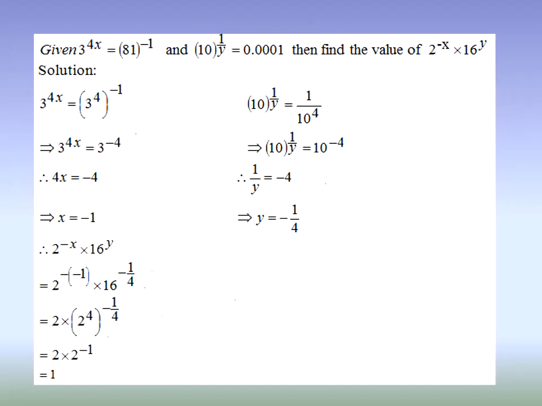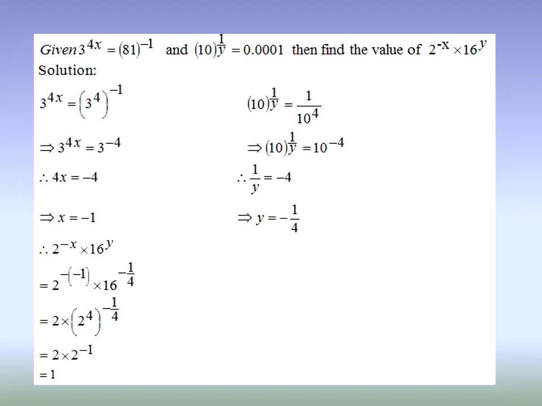Given 3 to the power 4x is equal to 81 whole to the power minus 1, and 10 to the power 1 by y is equal to 0.0001, then find the value of 2 to the power minus x into 16 to the power y. Now start from the first condition. 3 to the power 4x equal to 81, which means (3 to the power 4) whole to the power minus 1. In the next step, powers are multiplied, so 4 into minus 1 becomes minus 4.